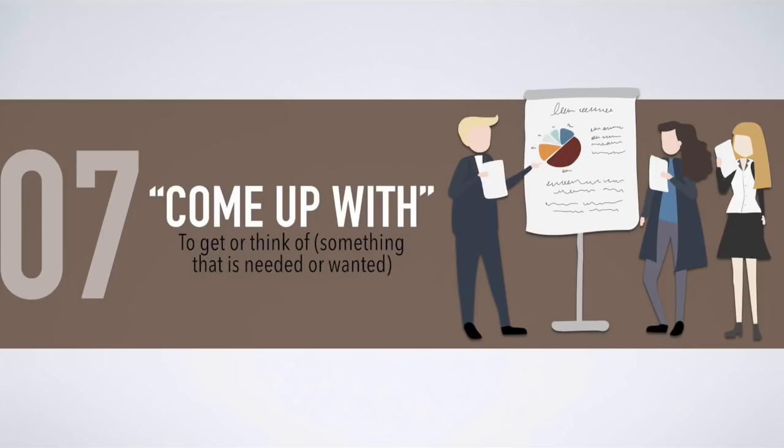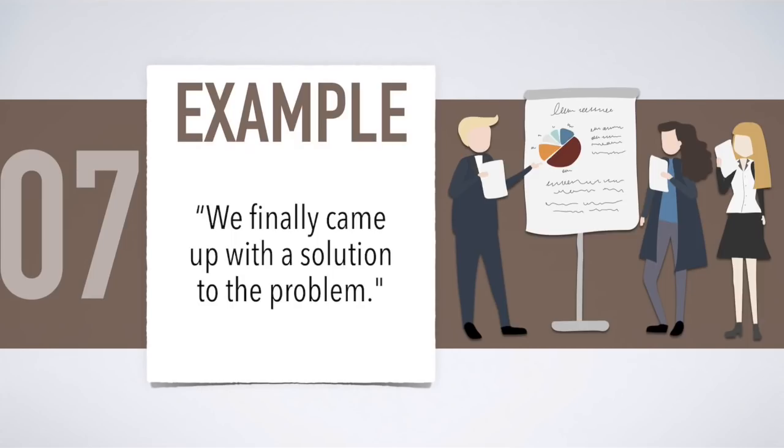Come up with. It means to get or think of something that is needed or wanted. Here's the example. We finally came up with a solution to the problem. So in this sentence, came up with can be replaced with we finally realized. Okay, we finally realized or found a solution to the problem. All right, good. Let's keep going.